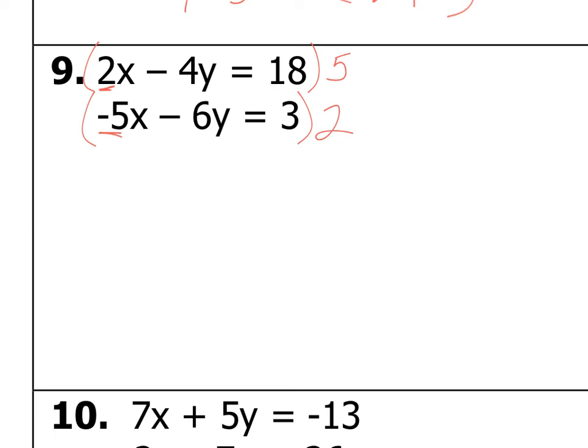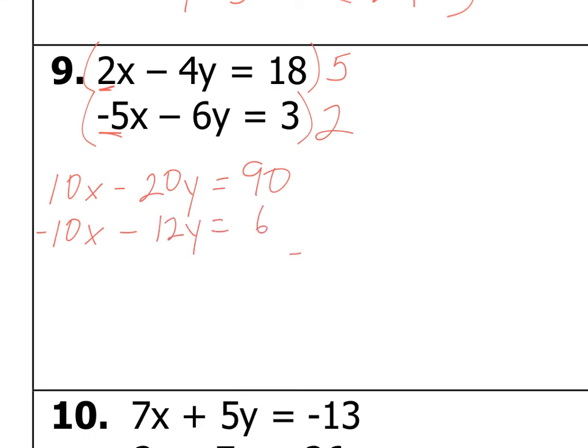Right? Again, this still works. I'm looking for the same coefficients, right, or opposite coefficients. So this should give me 10 and negative 10, I'm thinking. All right. So I'll do the first equation first, so 2x times 5. So this turns into 10x minus 20y equals 90. Okay. Negative 10x minus 12y equals 6.